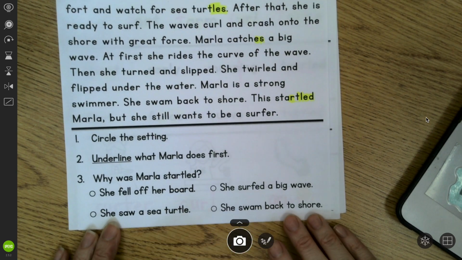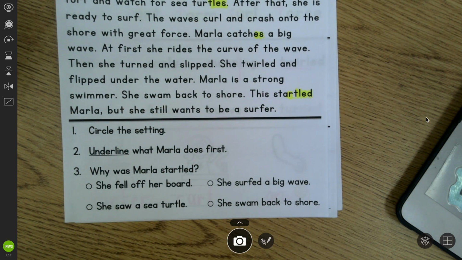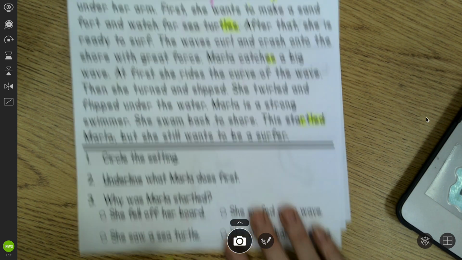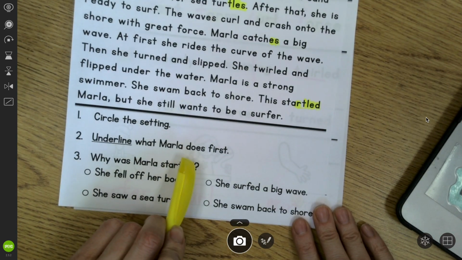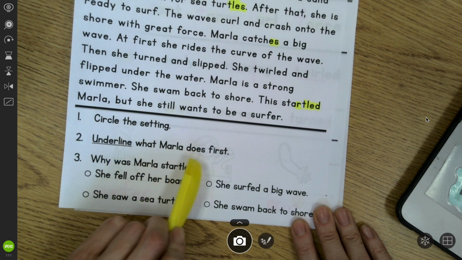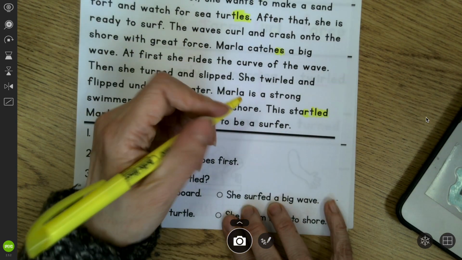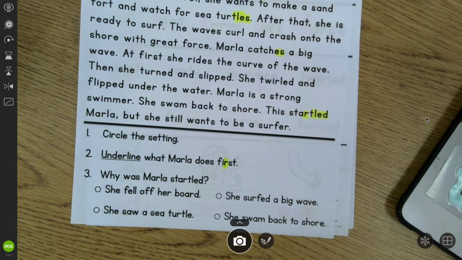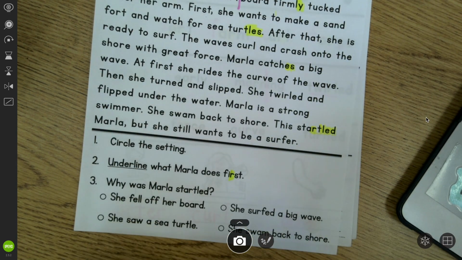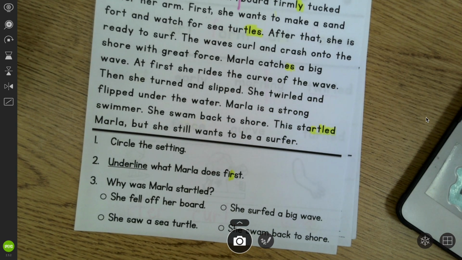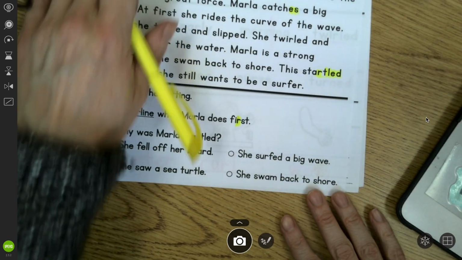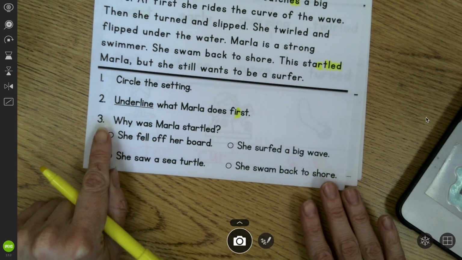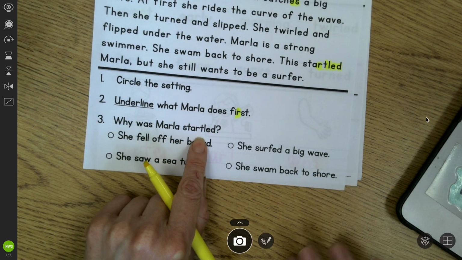Okay, here at the bottom, it says circle the setting. So remember, the setting is when and where a story takes place. So you'll circle where the story takes place. You will underline what Marla does first. And even in first, we have that sound. That's why these packets are so great. You notice the certain spelling patterns and reading rules as you read actual books and other texts or math problems, directions. Very cool.